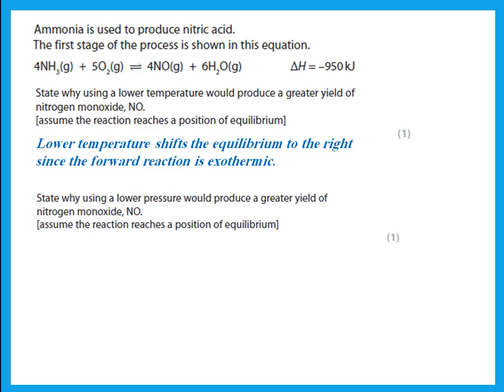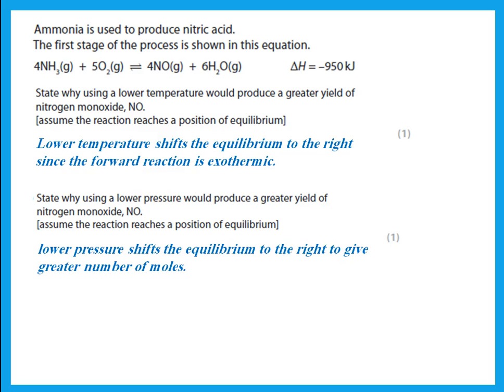So let's look at this one. If I go forward, I form 4 molecules of NO and 6 molecules of water, so a total of 10. If I go backward, I form 4 molecules of ammonia and 5 molecules of oxygen. That's a total of 9. So if I lower the pressure, it goes to the side with more molecules. That means it goes forward and gives a higher yield of NO.